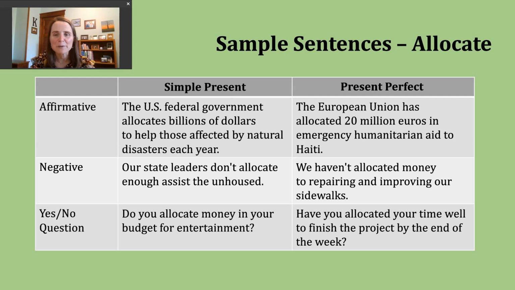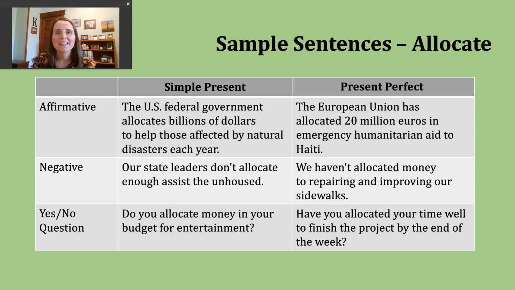Let's take a look at another example. We haven't allocated money to repairing and improving our sidewalks. I saw a statement from a mayor, from a city government official, talking about people's complaints. People were saying, we don't have good sidewalks, they're not safe, people are tripping and falling and hurting themselves. And we're allocating, or admitting, going back up until this present moment of speaking, we haven't done this action in recent times.